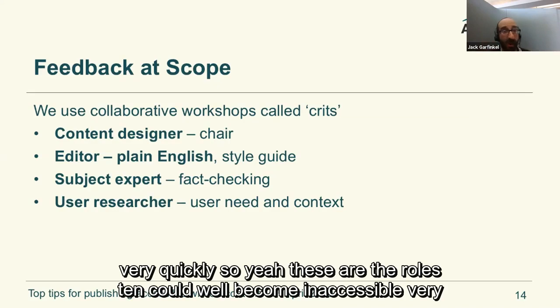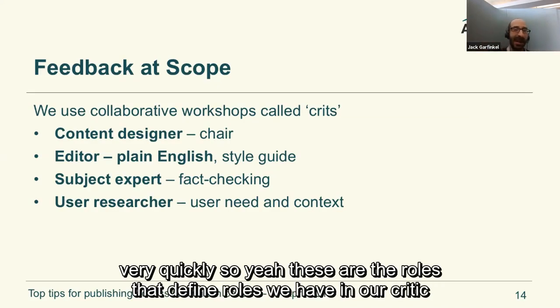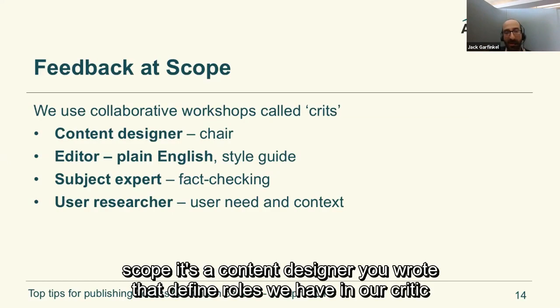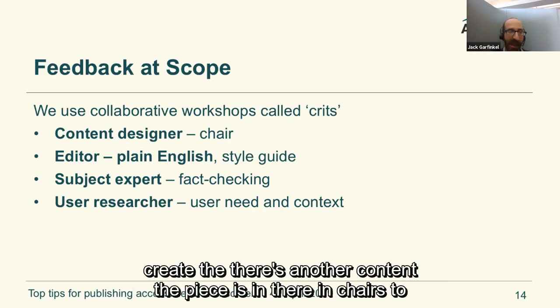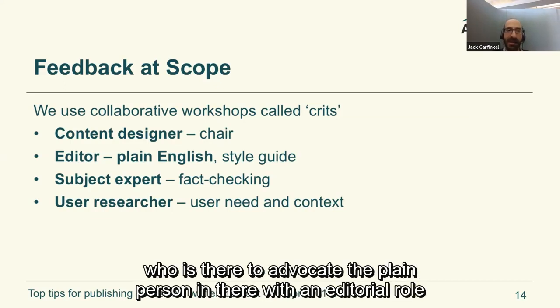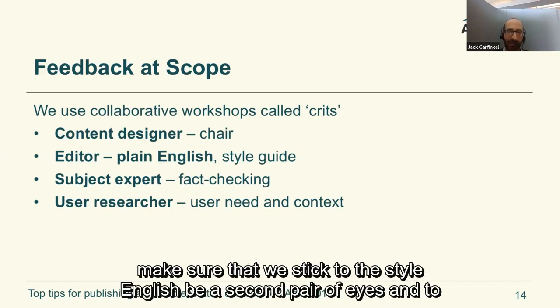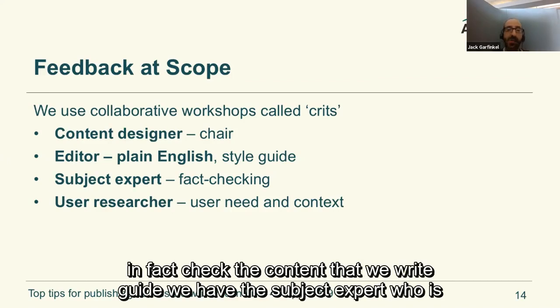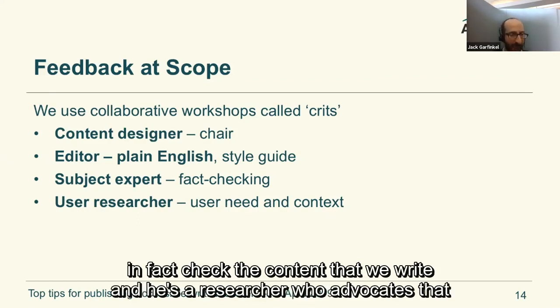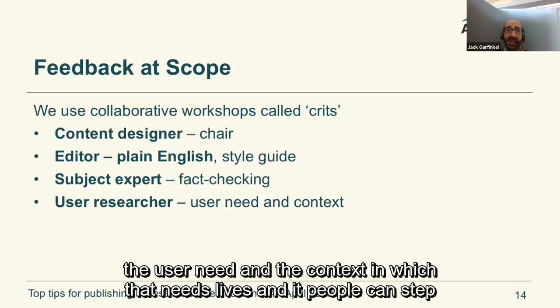So these are the defined roles we have in our crits at Scope. The content designer who wrote the piece is in there and chairs the crit. There's another content person with an editorial role who is there to advocate for plain English, be a second pair of eyes, and make sure that we stick to the style guide. We have the subject expert who is in there to fact check the content that we write. And the user researcher who advocates for the user need and the context in which that need lives.